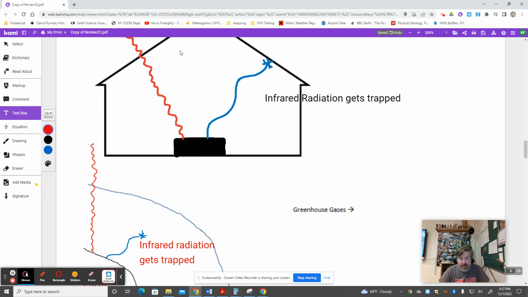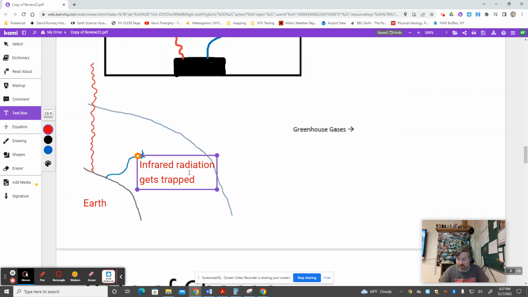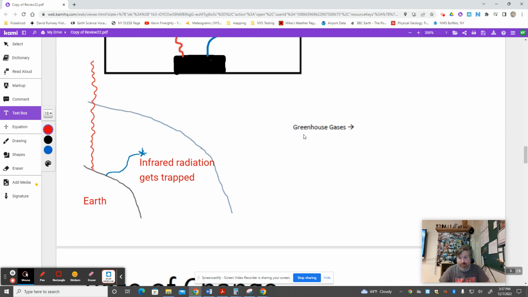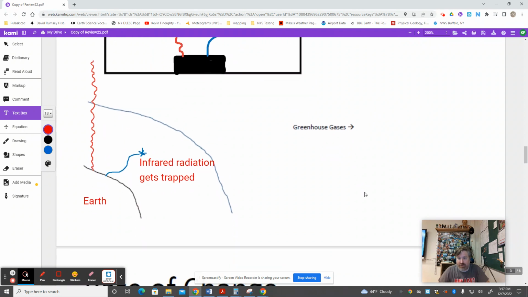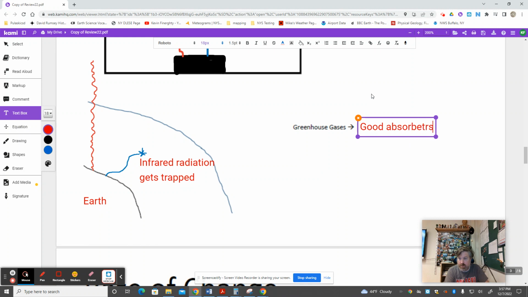Only it doesn't get trapped by a sheet of plastic or a glass greenhouse. It gets trapped by greenhouse gases. These measurably, very identifiably work the same as the roof of the greenhouse. Greenhouse gases are excellent, good absorbers of infrared radiation.